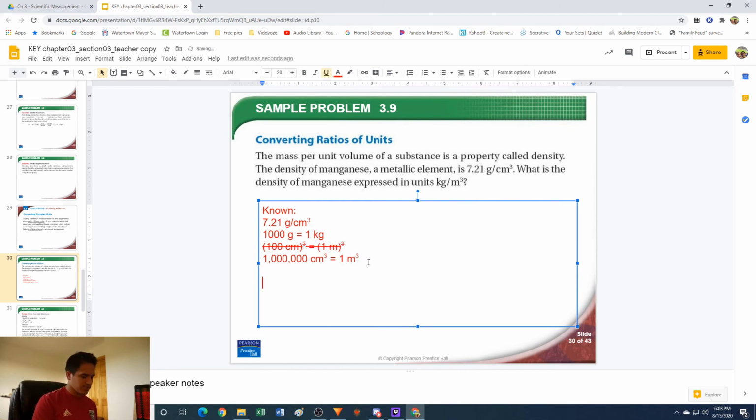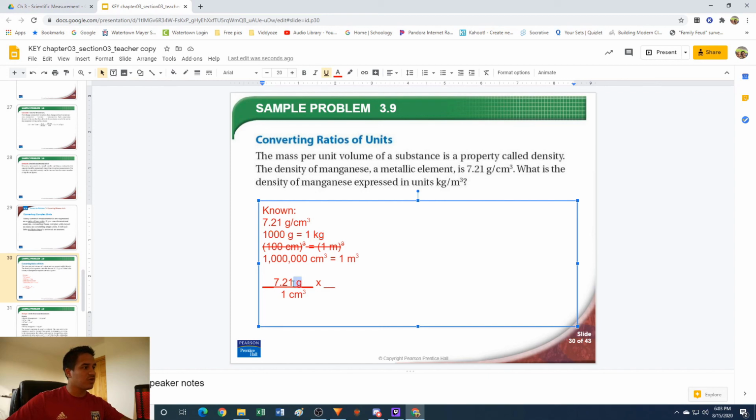So we're going to start by taking 7.21 grams over 1 cubic centimeter. Okay, this is our density. The density that we wrote here, I've just written now as a fraction. This is what it looks like: 7.21 grams over 1 cubic centimeter. And we're going to first convert grams to kilograms. So the first conversion factor we'll use will be this one, 1,000 grams and 1 kilogram.